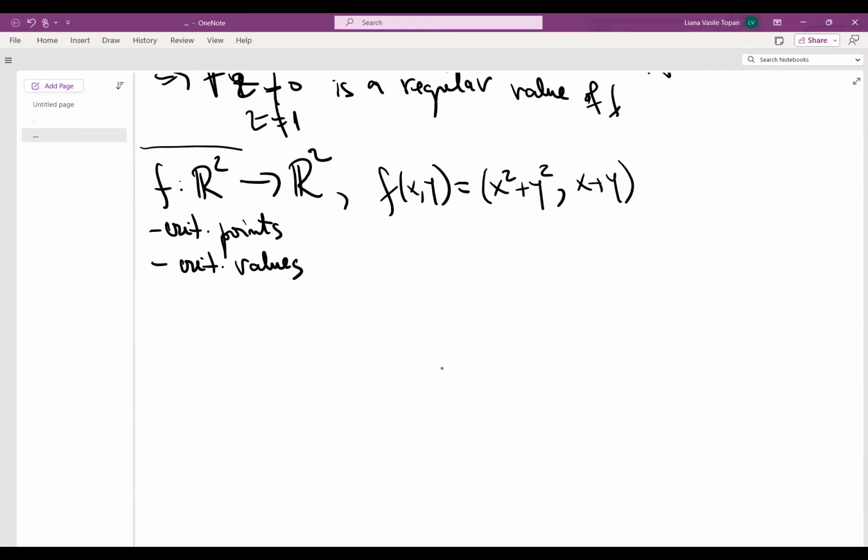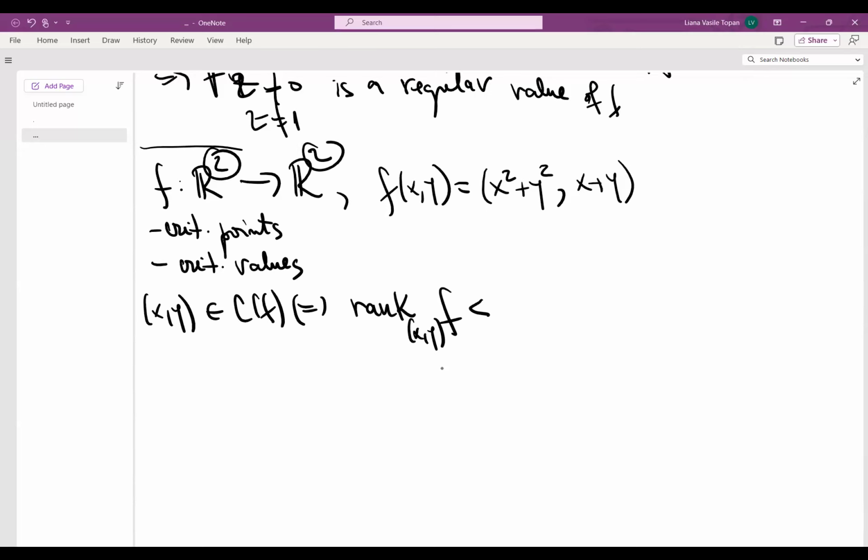So a point will be critical for f if and only if what? The rank, again by the definition, of the function f at this point is strictly less than the minimum between 2 and 2. Now, the minimum between 2 and 2 is 2. So this means that the rank is a non-negative integer strictly less than 2. The rank is 0 or 1.